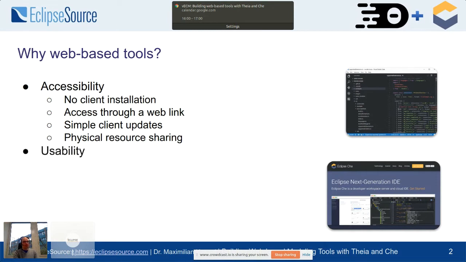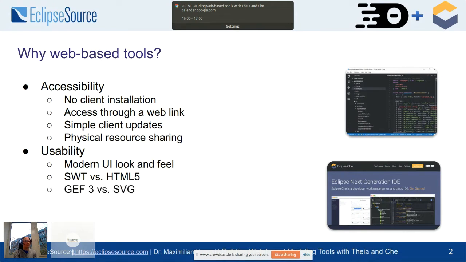Then usability, which might seem a little bit counterintuitive in the beginning, because web tools were not really known for their usability, but more recently, in order to achieve a modern UI look and feel, it is the way to go. If you think about SWT versus HTML5, there's just so many more things you can do with HTML5, or GEF versus SVG. So the web offers some unique technology to be able to cope with usability.